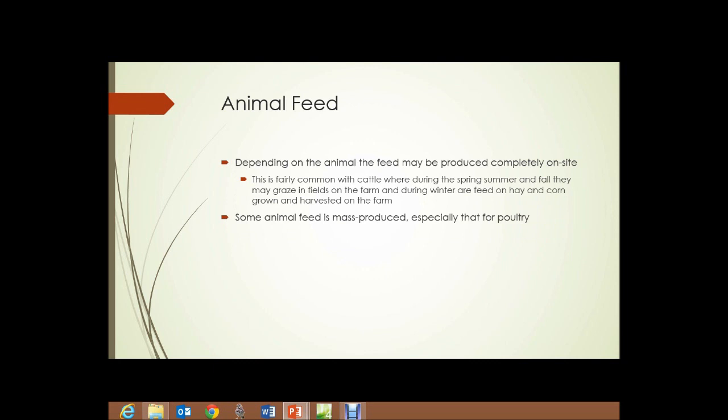Finally, animal feed. Depending on the animal, what they're fed may be produced completely on site, such as with cattle. It's fairly common with cattle, where they graze in the fields in the spring, summer, and fall on the farm there, and during winter are fed on hay and corn that were grown and harvested on the farm. However, some animal feeds are mass-produced, especially those for poultry, and are brought in from the outside. So that concludes section 1.